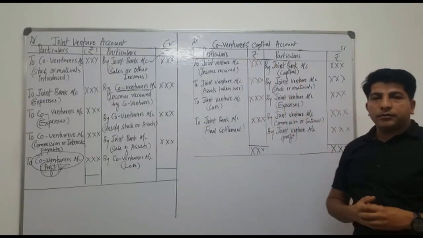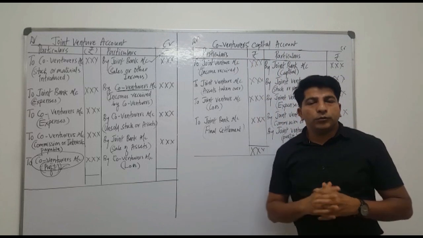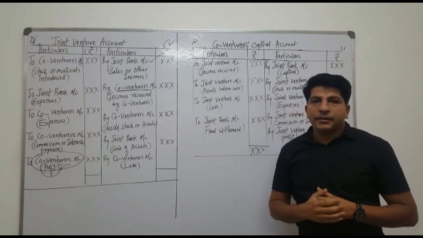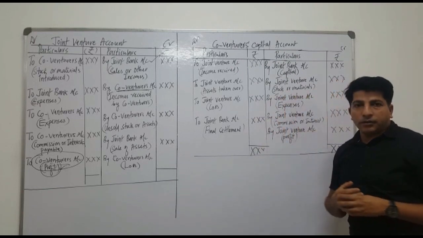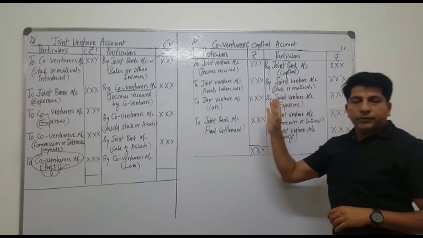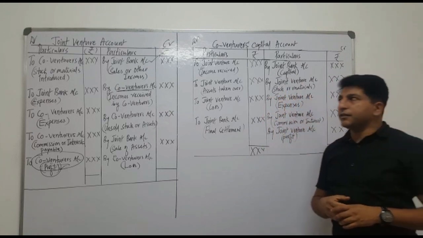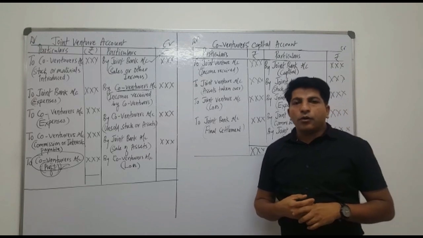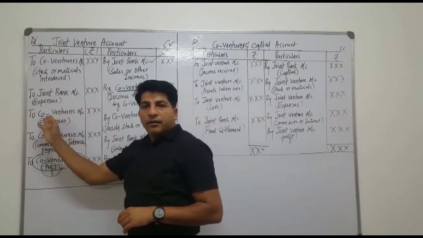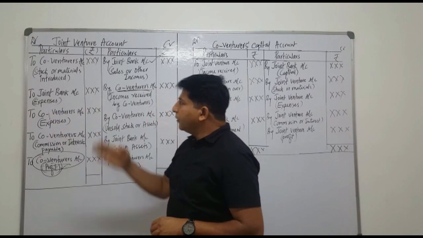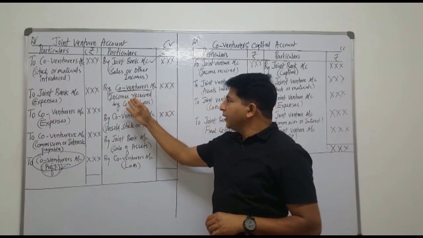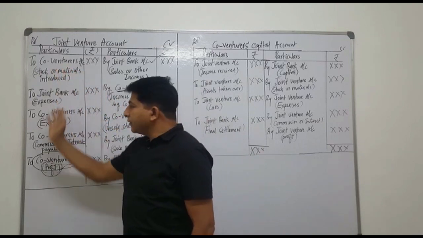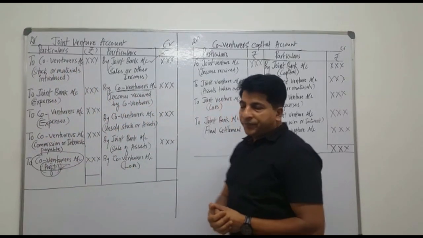Next we have to study the co-ventures capital account. If you have an idea about the partners capital account in partnership firm, you can easily understand how to prepare co-ventures capital account. This account is prepared to record the transactions of co-venturers: their capital contribution, expenses incurred by the co-venturers, income received by them, or material supplied by them.